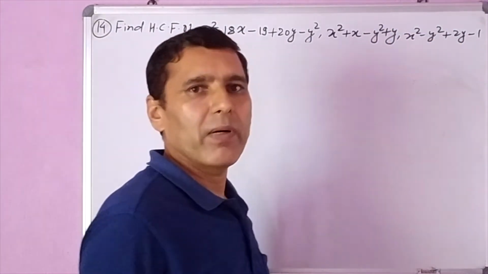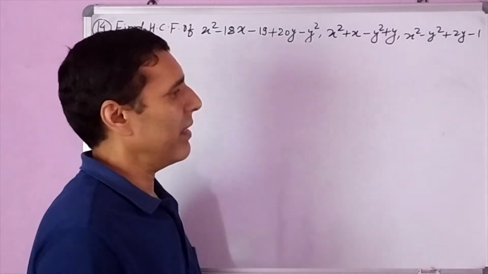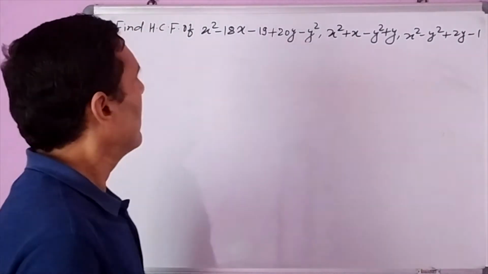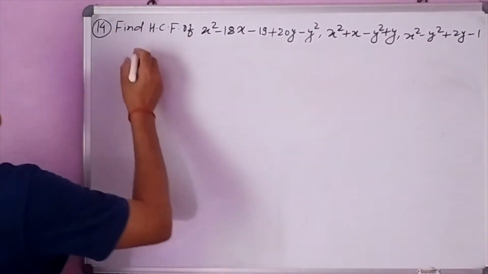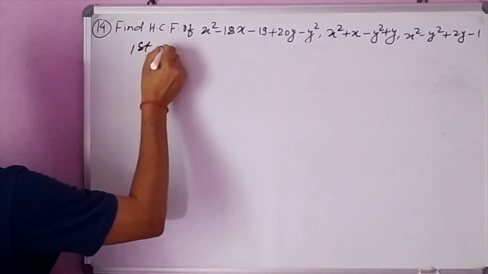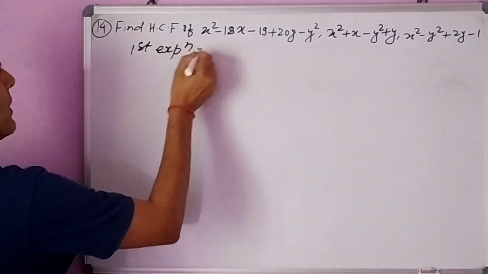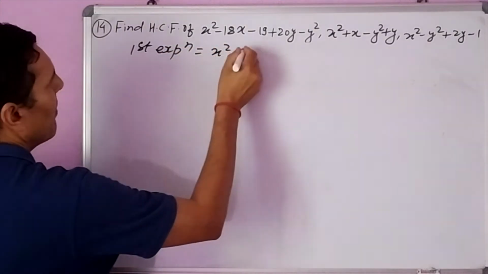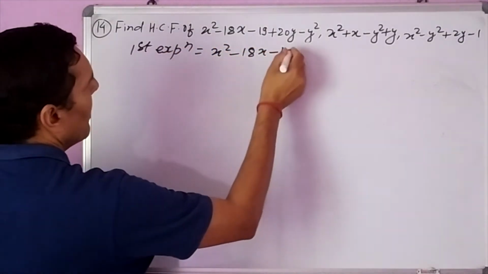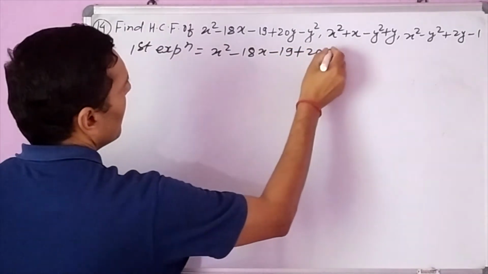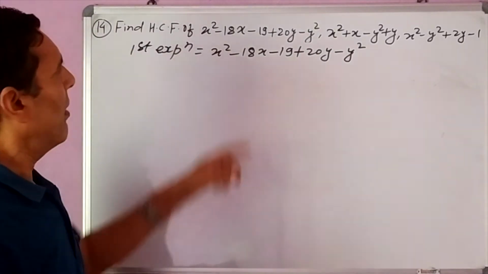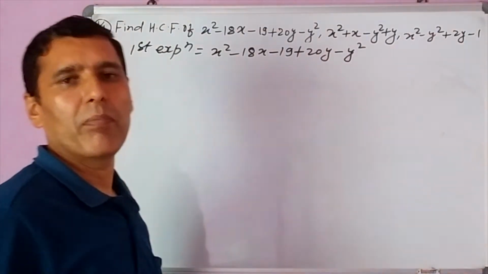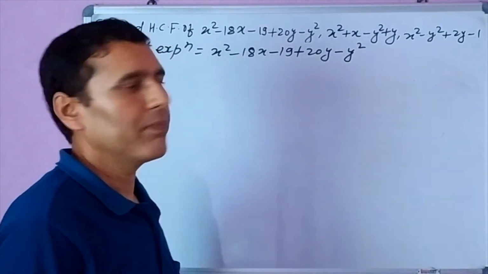To find the HCF of these expressions, we factorize them one by one. So let's start from the first expression. Our first expression is x square minus 18x minus 19 plus 20y minus y square. Now there are 1, 2, 3, 4, 5 terms in this expression.